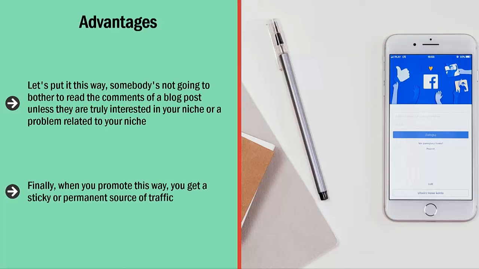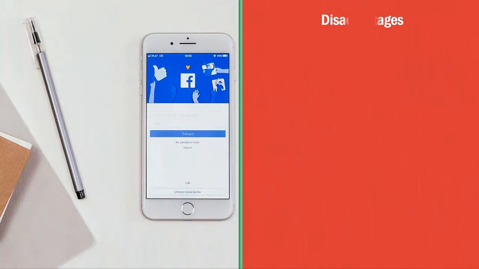Finally, when you promote this way, you get a sticky or permanent source of traffic. It may not be much, but it's highly targeted and it's not going to go away anytime soon. As long as the blog that you commented on stays in business, people can see your link when they look at certain niche targeted posts.